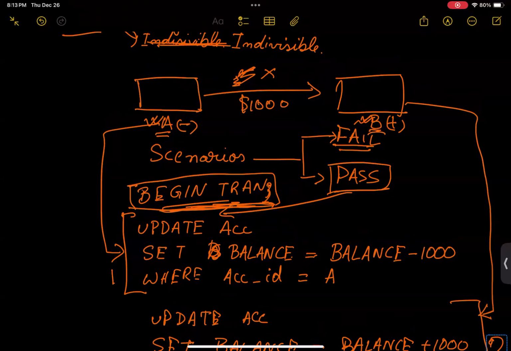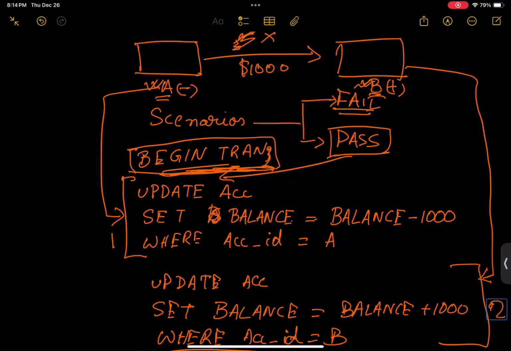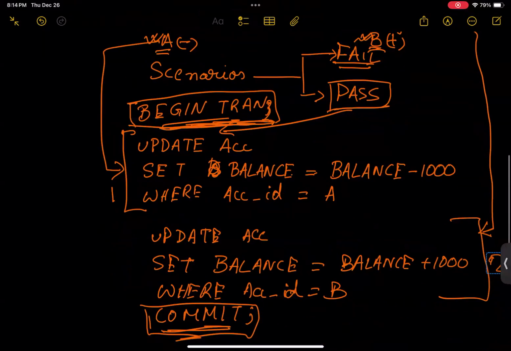There are two accounts, account A and account B. I'm transferring money from account A to account B, which means that there can be two scenarios, either pass or fail. So for account A, the balance will be deducted. For account B, the balance would be added. Then that means there are two different SQL statements that would be executed.